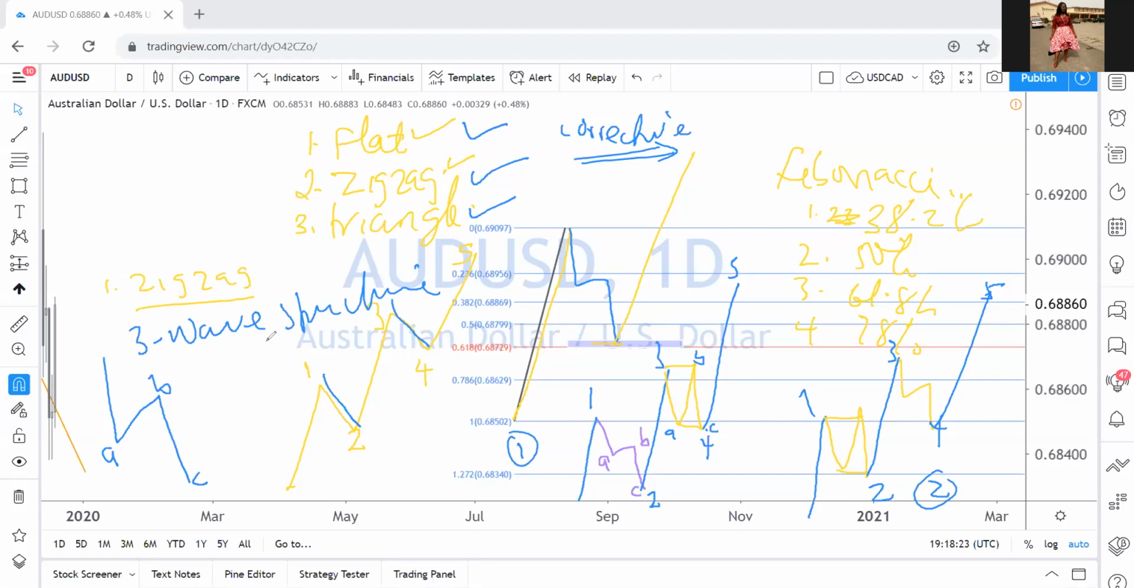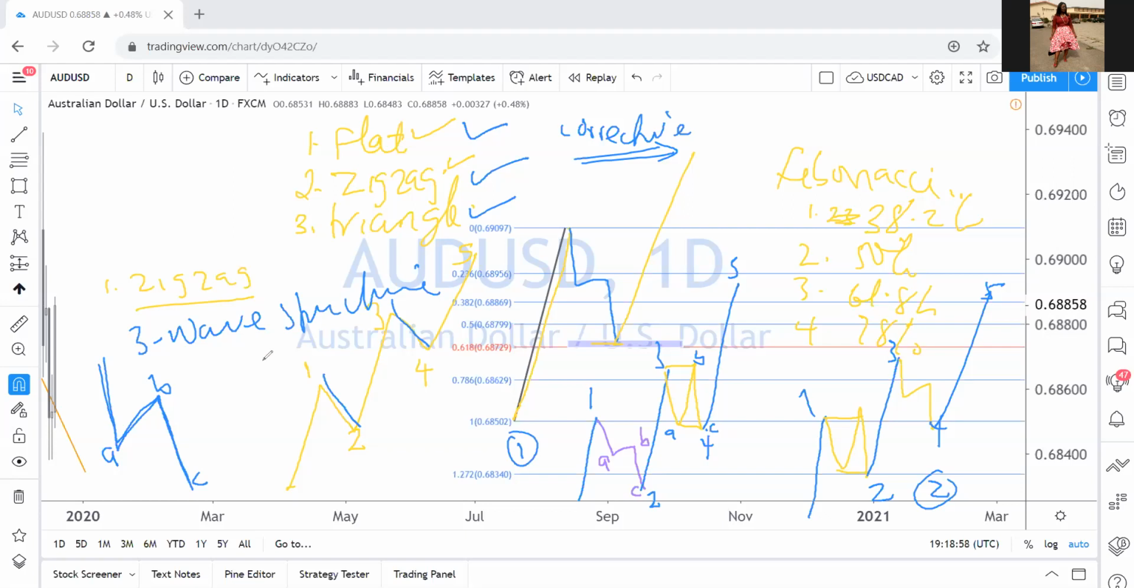So a zigzag is a 3-wave structure. That's number 1. What makes us say it's a 3-wave structure? This is 1, 2, and 3. But we don't name it 1, 2, 3. Why not? Because every corrective structure is labeled A, B, C. We do not label a corrective structure as 1, 2, 3. No. We label it A, B, C.